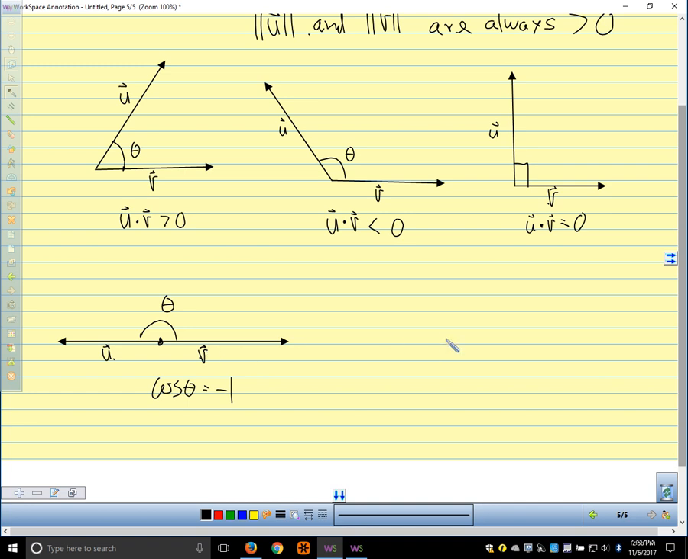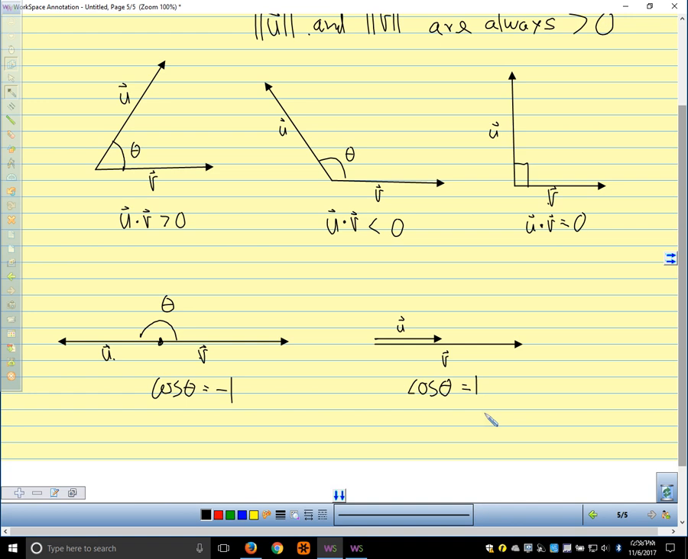What if they go in the same direction? They're parallel in the same direction, so like so. So what's the angle between them, if they're going in the same direction? 0. So the cosine of theta is 1. So u dot v over the magnitude of u times the magnitude of v is 1.